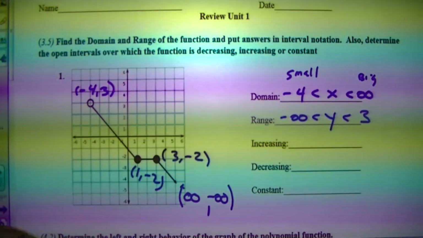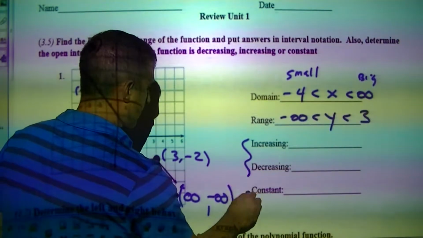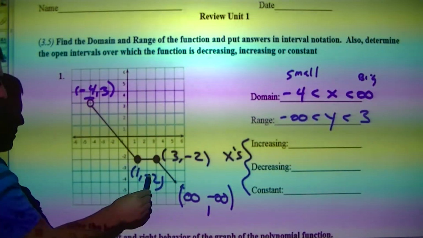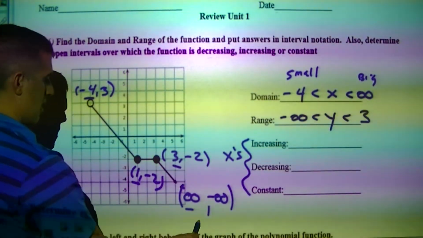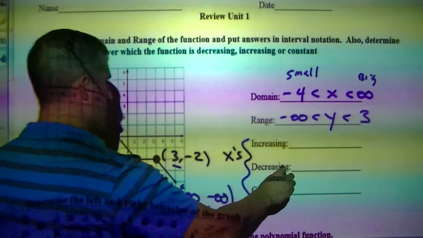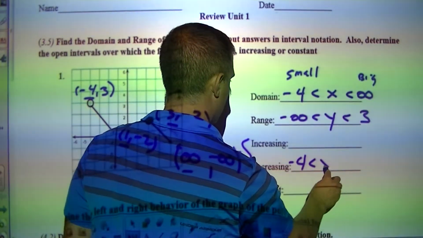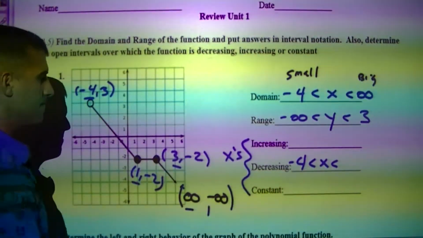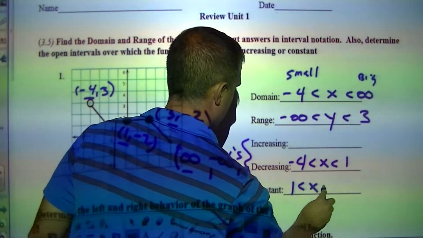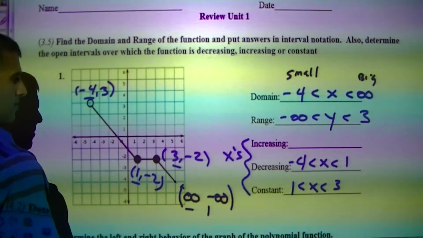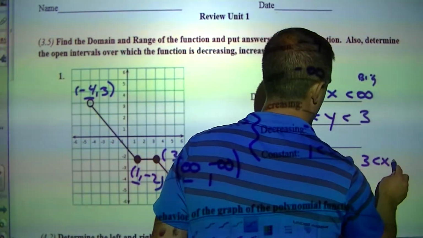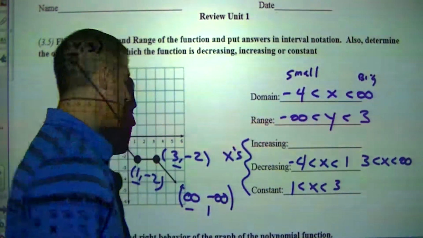For increasing, decreasing, and constant, all we care about is the x's. We don't care about the y's. So the x's are the key thing here. I start left to right. This is decreasing, so it's from negative 4 to 1. Then from 1 to 3, it's constant. And then from 3 to infinity, it's decreasing again. Okay, so that's that answer.